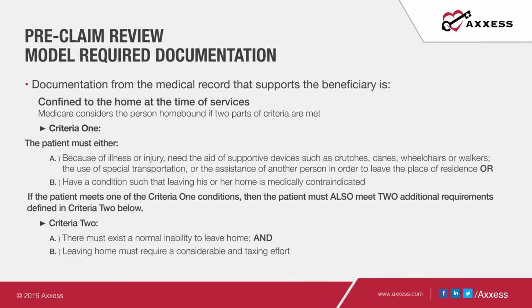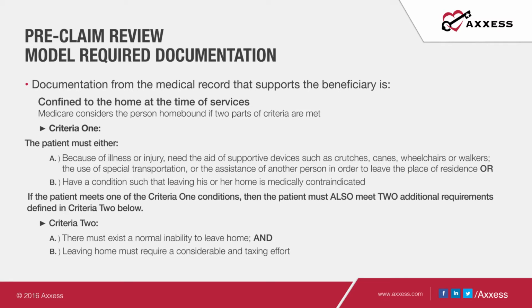Let's spend a little time really understanding those 5 required pieces of information that CMS is looking for here. The first one has to do with homebound and confined to the home. Documentation from that medical record must support that the beneficiary is confined to the home at the time of services. Now, Medicare or CMS considers that person to be homebound if 2 parts of criteria are met, and we're going to see what those 2 parts of criteria are. You have criteria 1 and you have criteria 2. For criteria 1, both A and B must be met. So for criteria 1, one of the following has to be true.